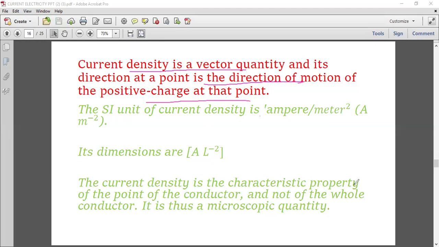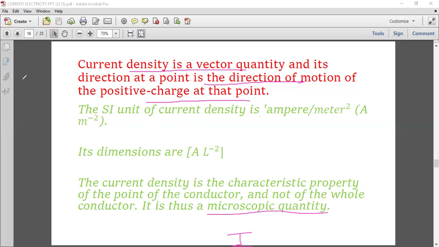Then current density is the characteristic property of any point. It may have different values at the different point of conductor. That's why we call it as a microscopic quantity. जबकि करंट के लिए हमने क्या बताया, इट इज ए फंडामेंटल प्रॉपर्टी फॉर होल कंडक्टर. It is fundamental property. It will be same at every point of the current carrying conductor. Yes, same. It's clear. Now one more thing.